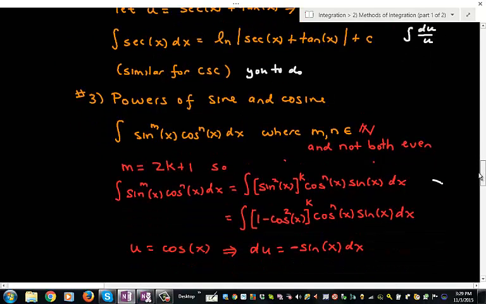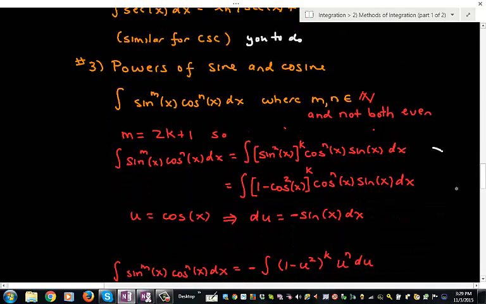We can also do powers of sine and cosine using change of variables. So suppose we have the integral of cosine to the nth power times sine to the mth power, where m and n are both natural numbers and they're both not even. That's very important. And so let's just assume without loss of generality that m is the odd power. So I'm going to write this as 2k plus 1.